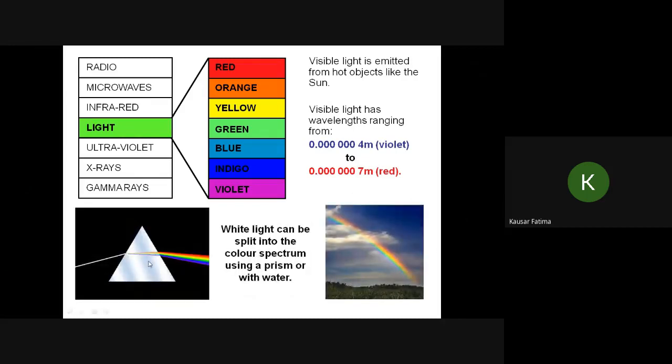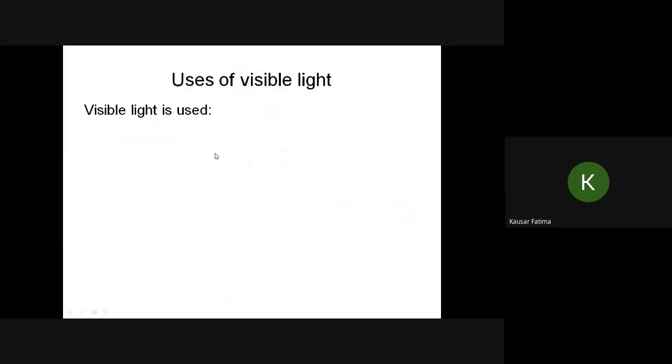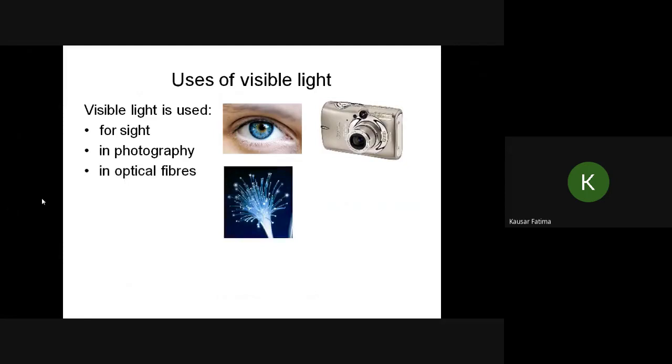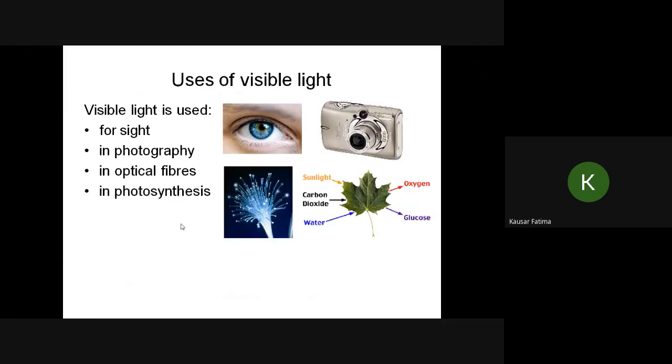So this is the phenomenon of dispersion. White light is dispersed into 7 component colors. Red, owing to its lowest frequency, deviates the least, and violet, since it has the highest frequency, deviates the most. And the rainbow which you see in the sky is also due to the dispersion of light by the water droplets in the atmosphere. So there are uses. Of course, the main, very common use is for sight, in photography, optical fibers, photosynthesis. Now ultraviolet.